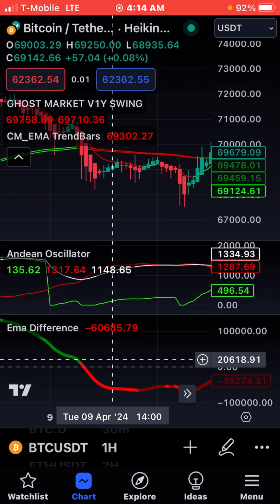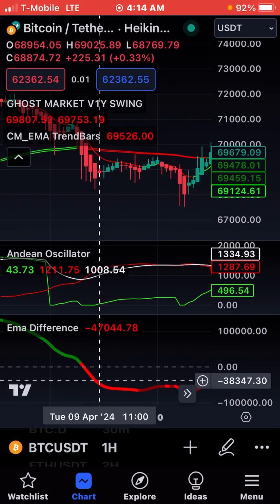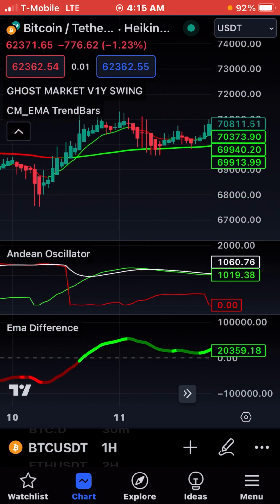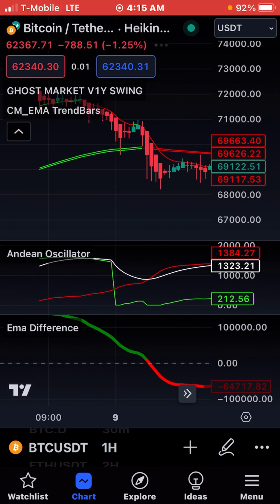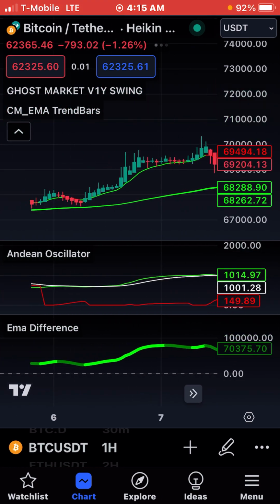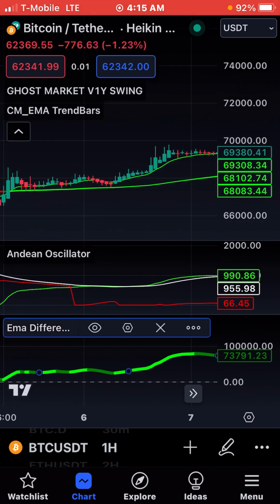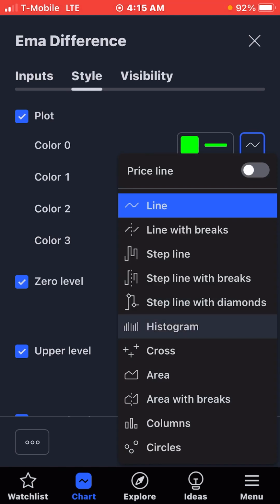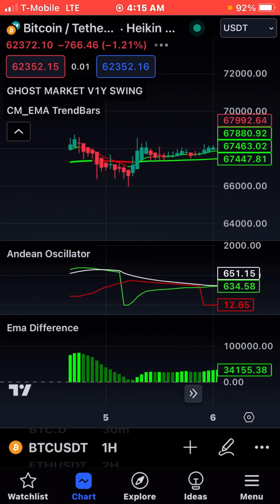And then you see it go bright red right here, and that's when it's crossing again. So when it turns bright green or bright red, that usually means it's crossing. So whichever way you want to do it. But personally, I'll go with the histogram. It kind of visually looks better. But you could do a line too if you wanted.